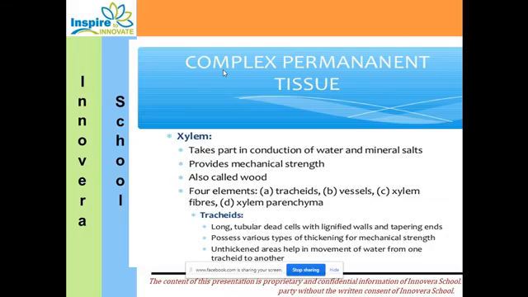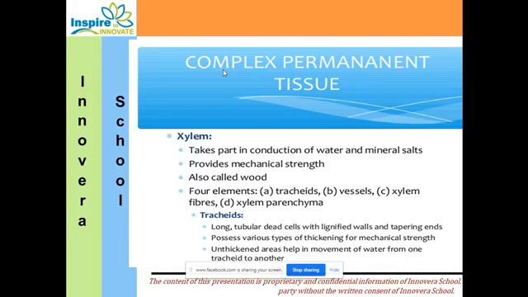Now, xylem is also called wood. It is made up of four elements: tracheids, vessels, xylem fibers, and xylem parenchyma. Now we will see what these tracheids are. Each one of them we will see one by one.